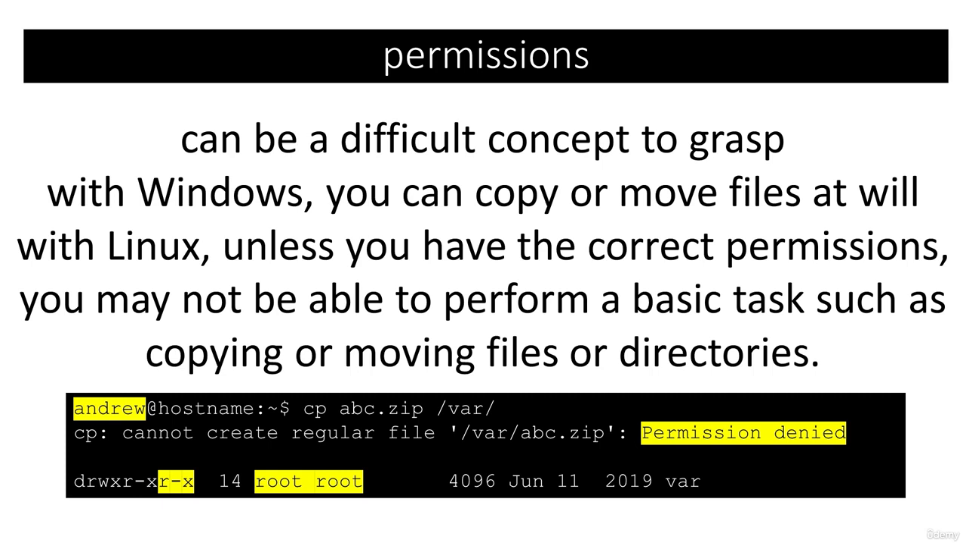The user Andrew wants to copy a file, abc.zip, to the /var directory. A message, permission denied, is returned. The reason for this is that the user Andrew doesn't have the right permissions in the var directory. This is how permissions work. They restrict what actions a user is allowed to perform.